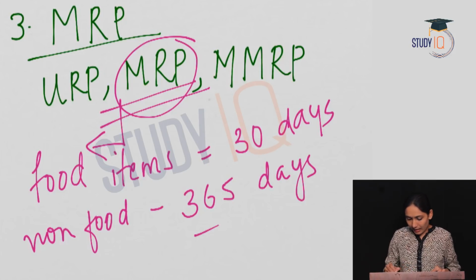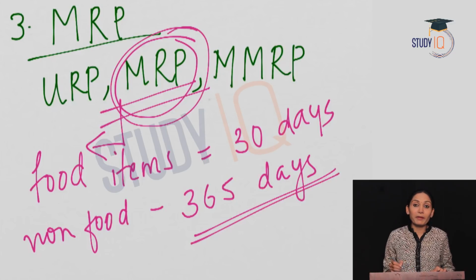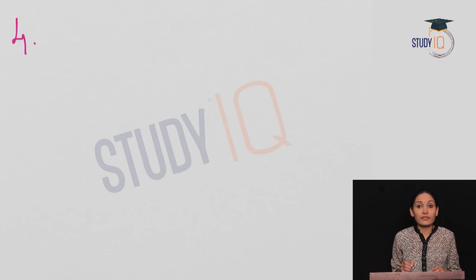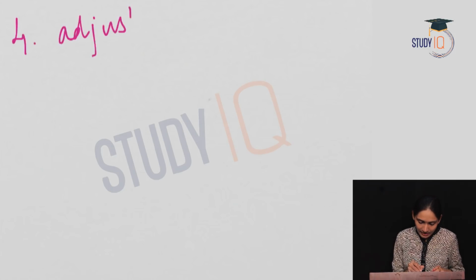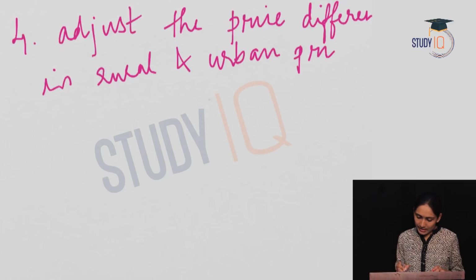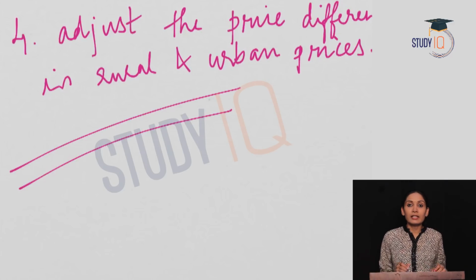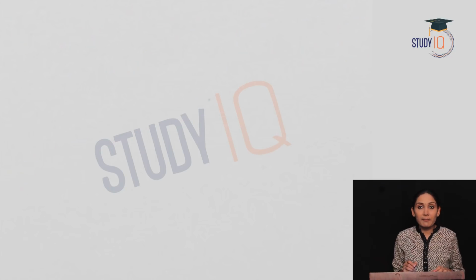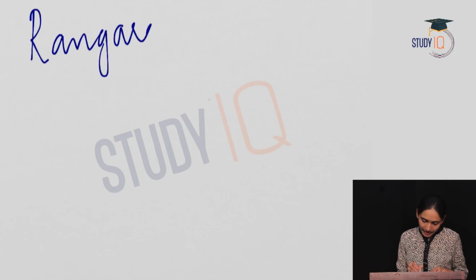So this committee recommended that the mixed recall period method should be adopted for the data collection. The next recommendation of this committee was to adjust the price differences in rural and urban prices. So these are the recommendations of the Tendulkar Committee. The next important committee is the Rangarajan Committee.